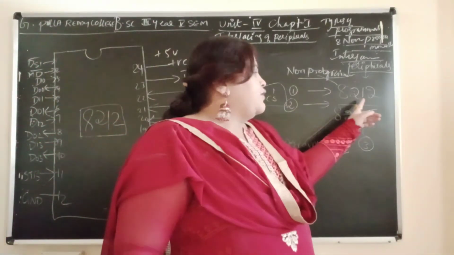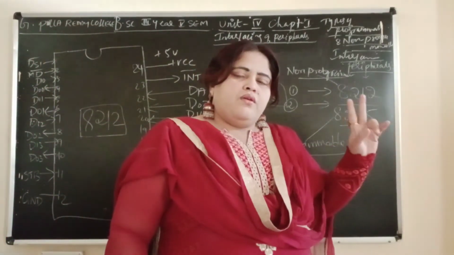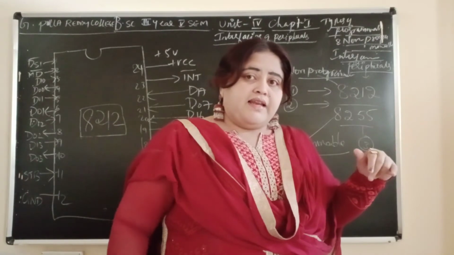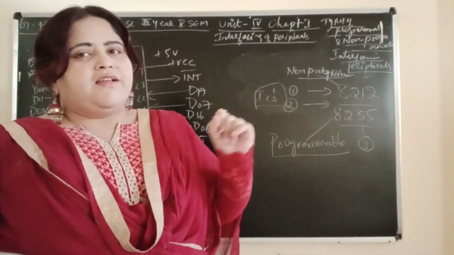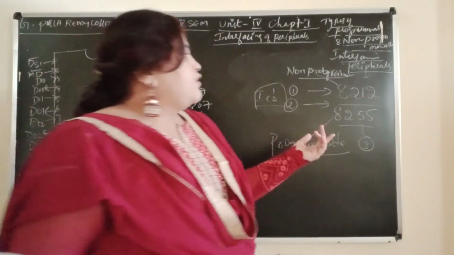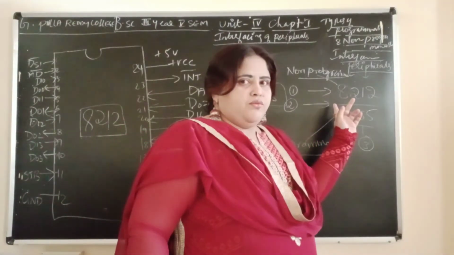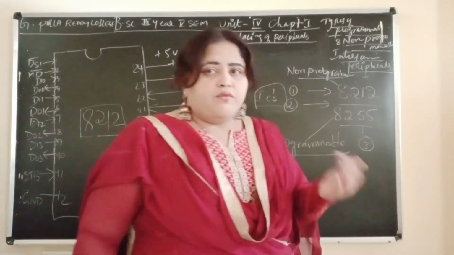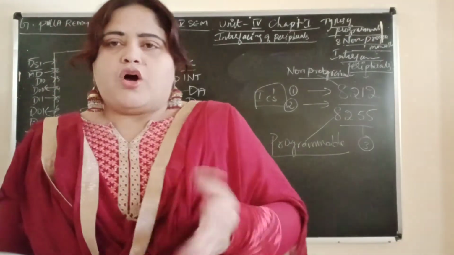8212 has 2 devices internally. One device is input, one device is output. So if you want to use input, what do you have to do? If you want to use output, what do you have to do? You will see that in the topic itself.